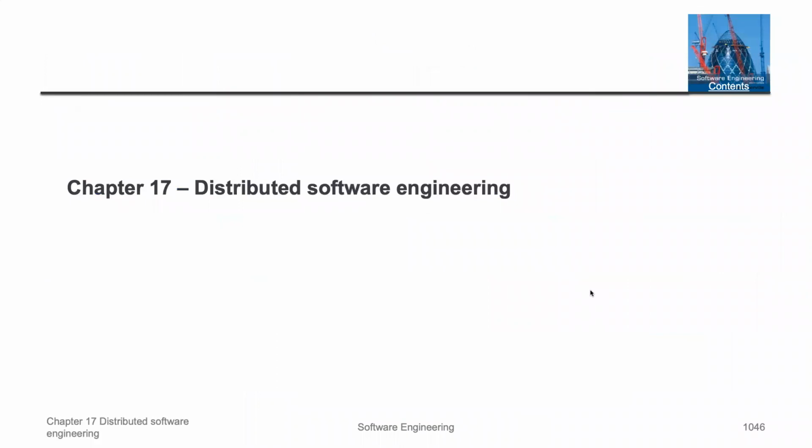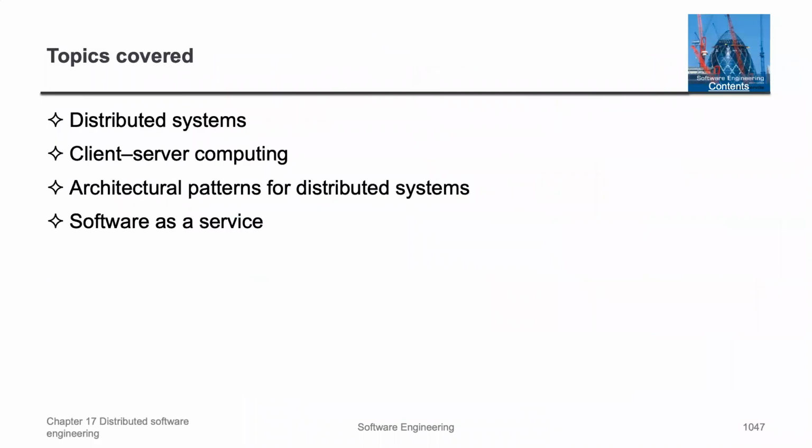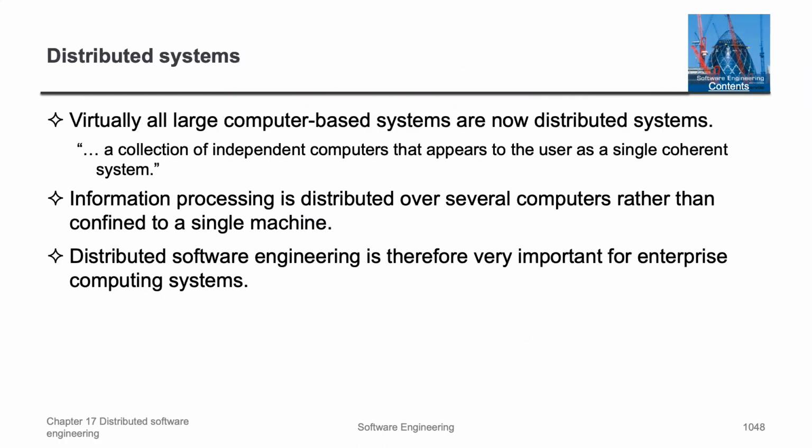So for distributed software engineering, the four things that we'll get into are distributed systems, client-server computing, architectural patterns for distributed systems, and software as a service. It's interesting to think about it: virtually all large computer-based systems are now distributed systems, which is a collection of independent computers that appear to the user as a single coherent system. Information processing is distributed over several computers rather than confined to a single machine, and distributed software engineering is therefore very important for enterprise computing systems.